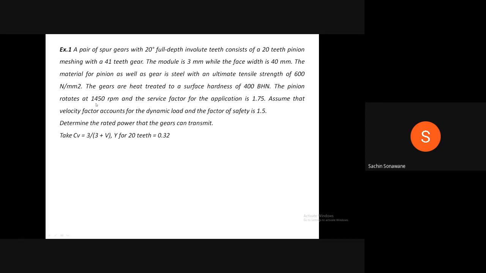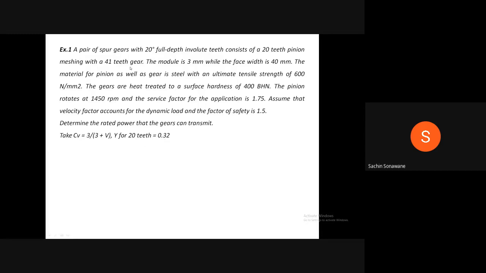The pinion rotates at 1450 rpm and the service factor for the application is 1.75. Assume that velocity factor accounts for the dynamic load and the factor of safety is 1.5. Determine the rated power the gears can transmit. Take Cv is equal to 3 divided by 3 plus V, and Y, that is Lewis form factor, for 20 teeth is equal to 0.32.